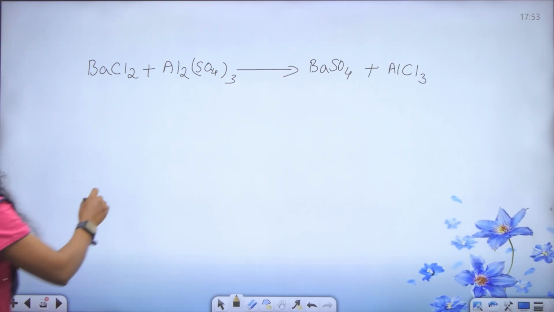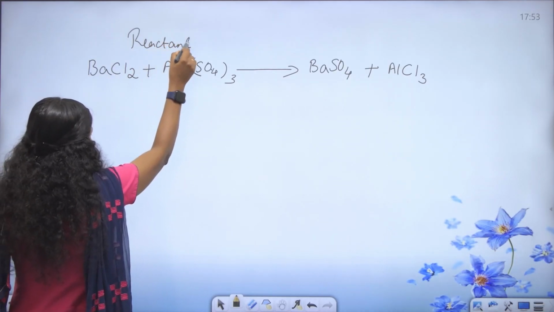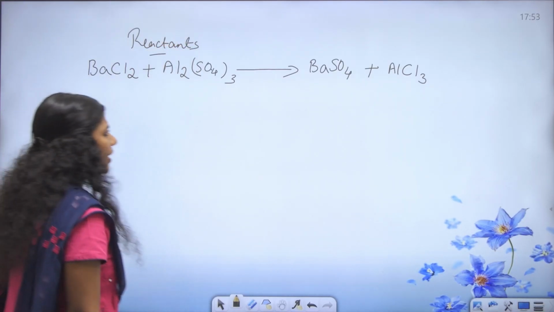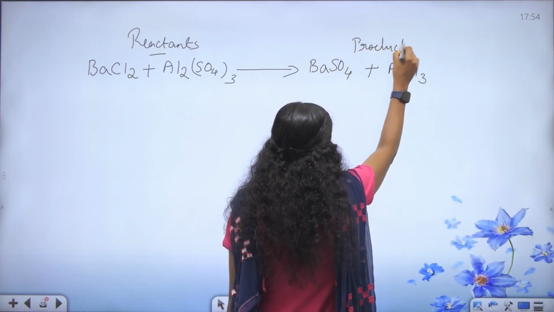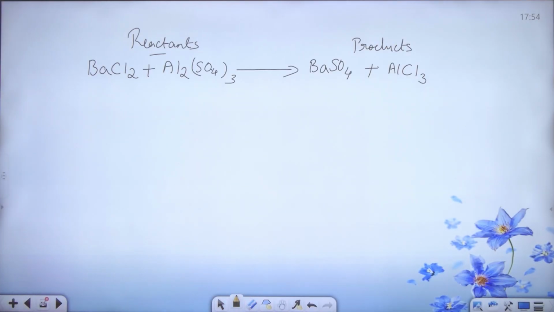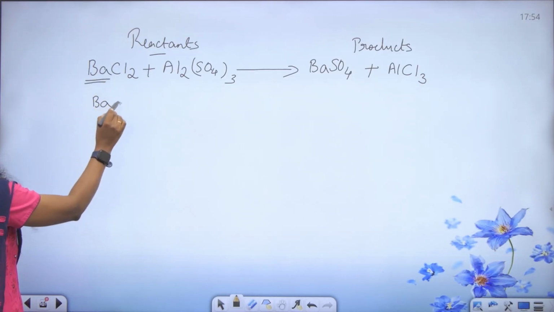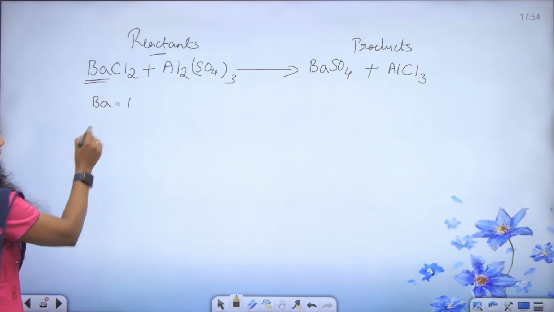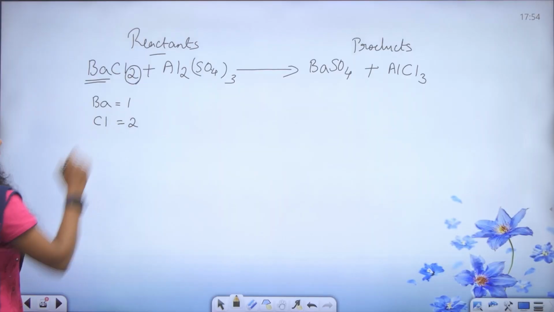Here, barium chloride and aluminium sulfate are reactants, and barium sulfate and aluminium chloride are products. Okay. Then check whether this equation is balanced or not. Count the number of each atom on both sides. Number of barium atoms: BaCl2, only one barium atom. And the number of chlorine atoms in BaCl2 is 2.